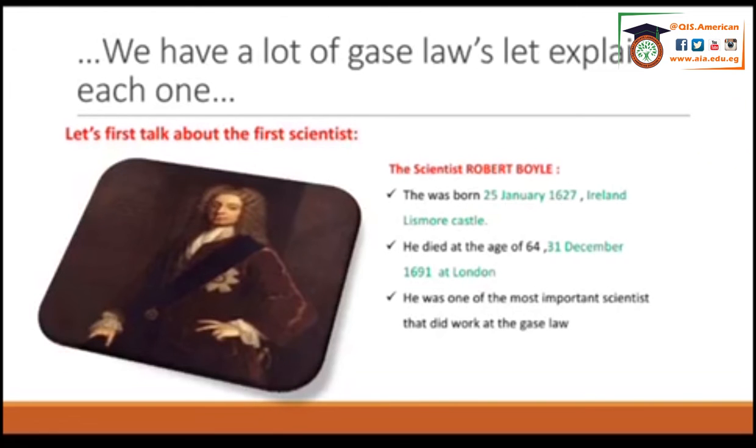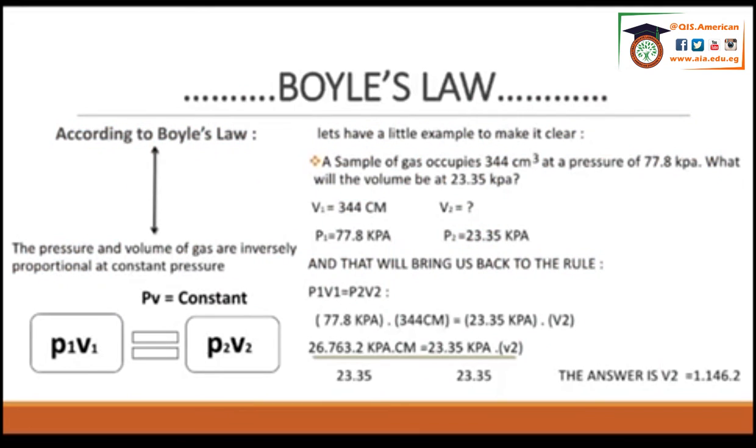Now we are going to talk about Boyle's law. According to Boyle's law, the pressure and volume of a gas are inversely proportional at a constant temperature. That means PV equals a constant, and the rule is P1 V1 equals P2 V2. Let's have a little example to make it clear and simple.